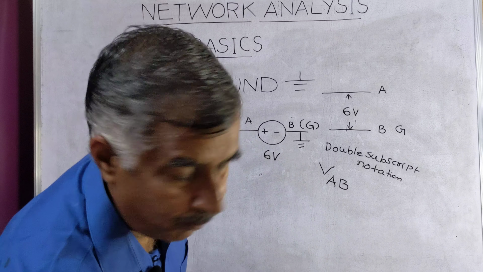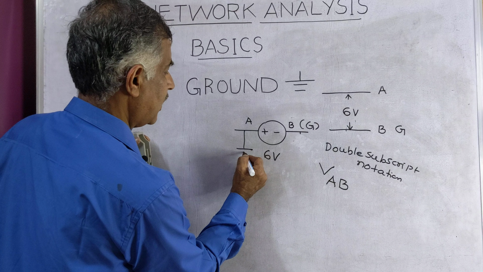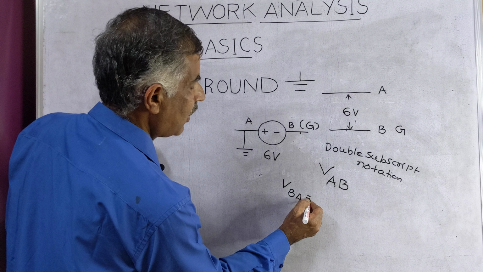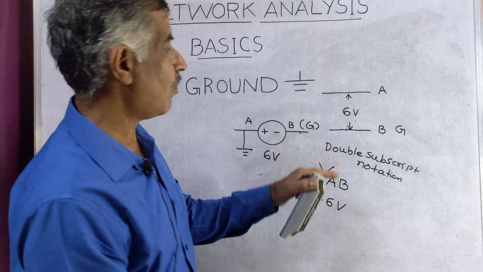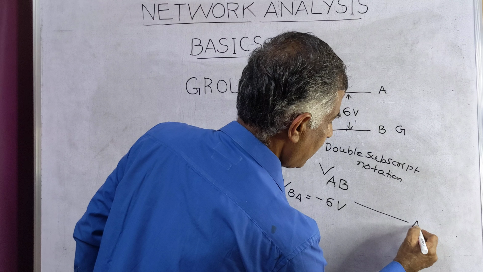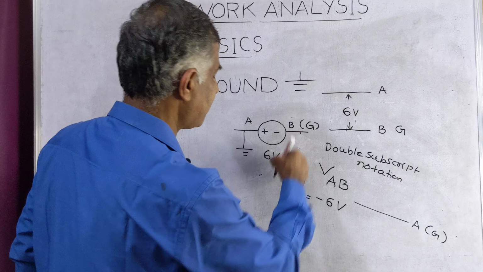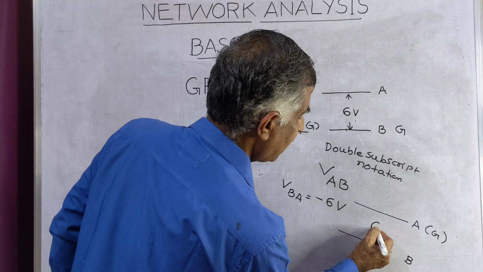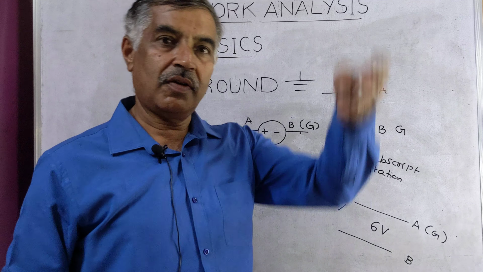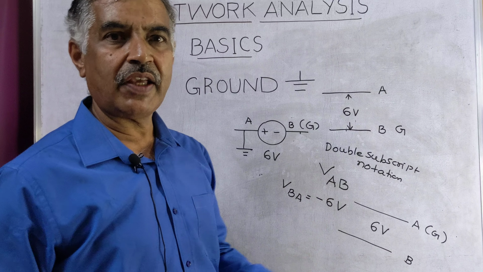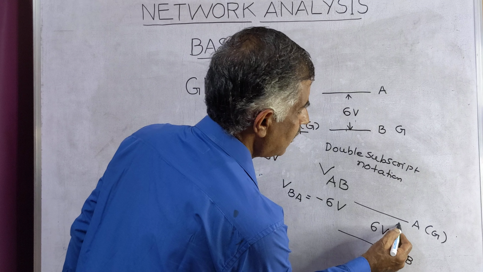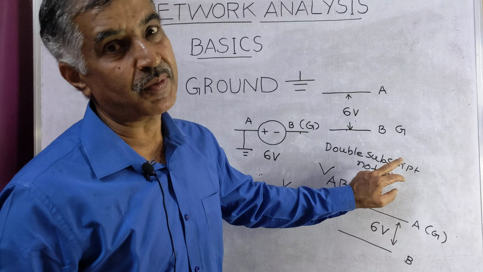If you choose A as ground, then VBA is equal to minus 6 volts, because this is opposite to the previous one. Here you have chosen A as reference, and B is below A. It is like a cellar in a building. In a building, don't we have cellars? Not only do we have top floors, 1, 2, 3, 4, etc., we can also have a cellar. So B is below A by 6 volts. Here this voltage counts. This is what is called double subscript notation.